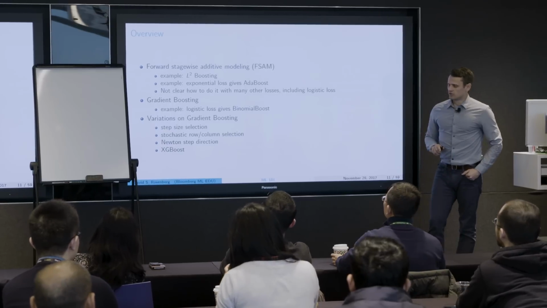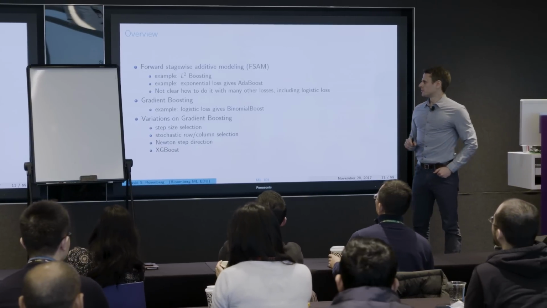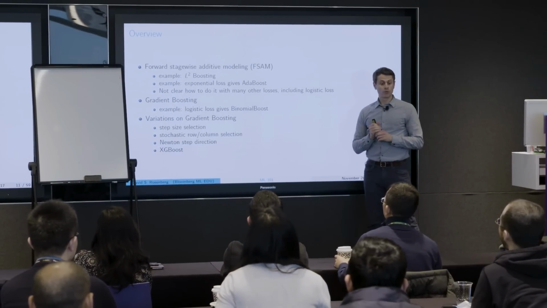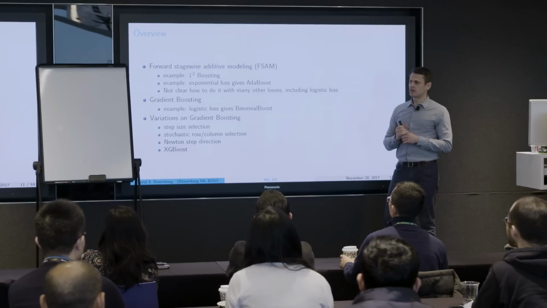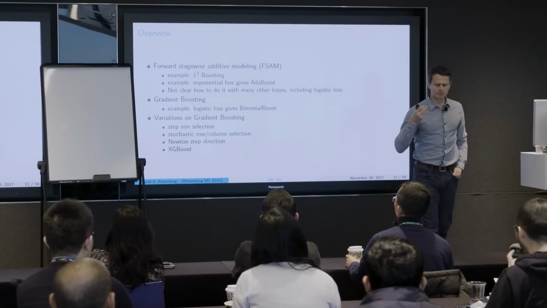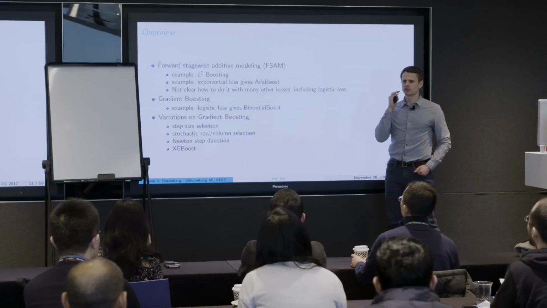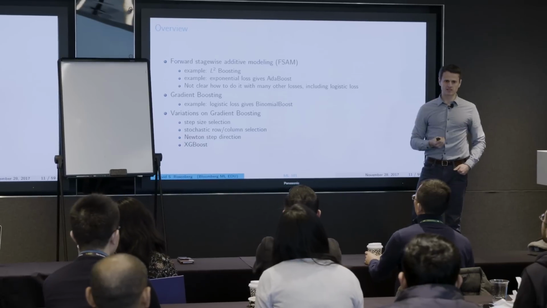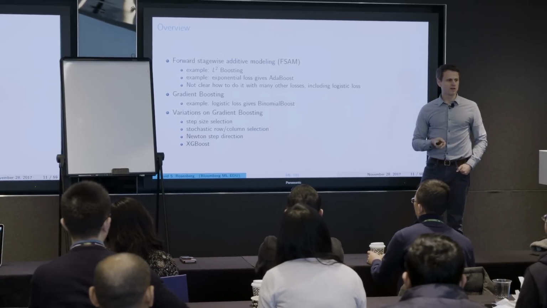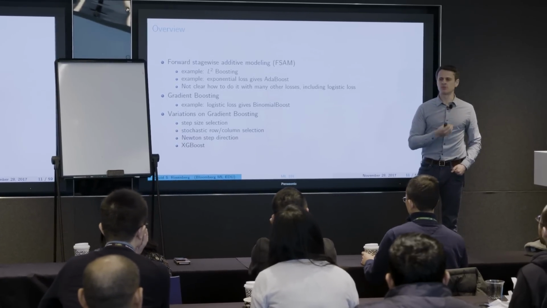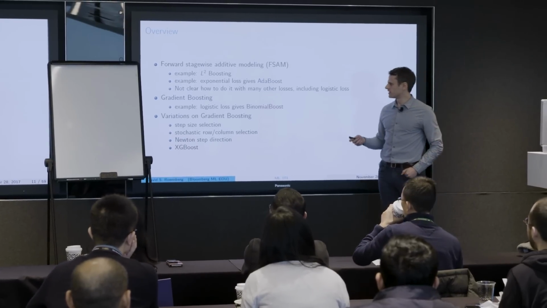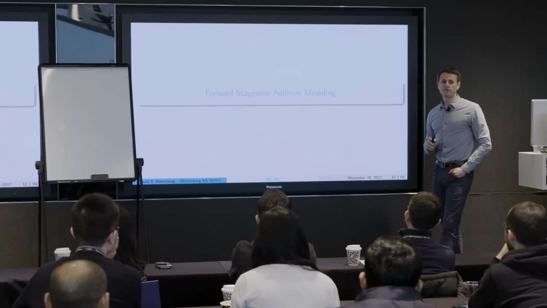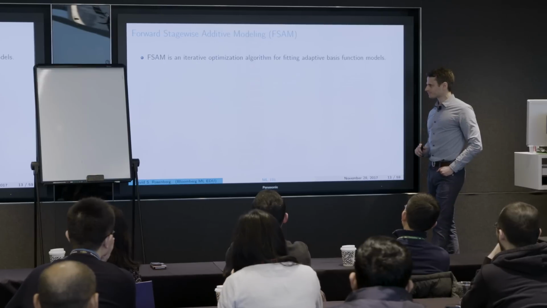All right. So a little overview of what's coming up. We're going to first talk about forward stage-wise additive modeling, which when it works is very nice. But in forward stage-wise additive modeling, there's an optimization problem that we only sometimes know how to solve. Right? And when we can't, we're stuck. Gradient boosting gets us past that sticking point by taking an iterative approach to solving that optimization problem. And then we'll discuss various variations on gradient boosting.